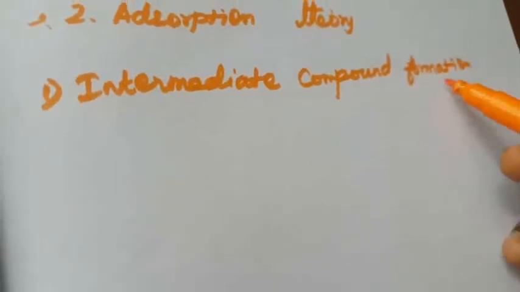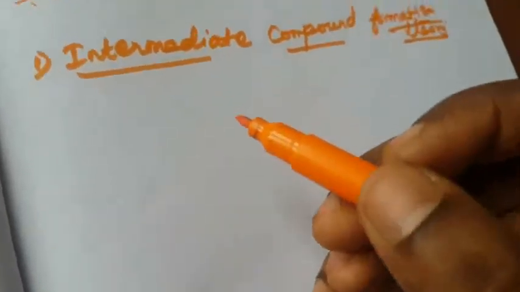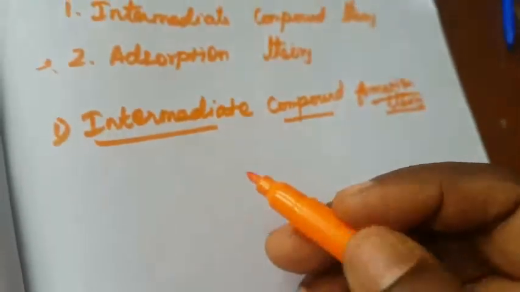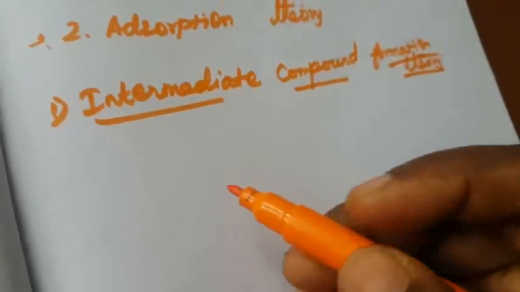Formation theory. What is meant by intermediate compound formation theory? A catalyst provides a new path with a low energy of activation. Here the catalyst may combine with one or more reactants to form an intermediate compound.